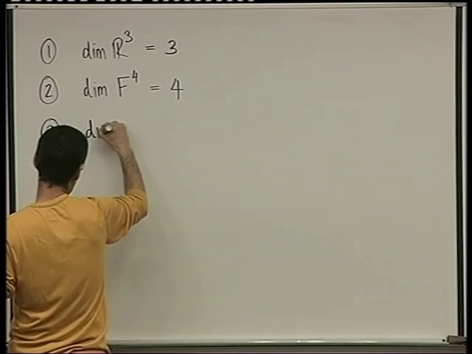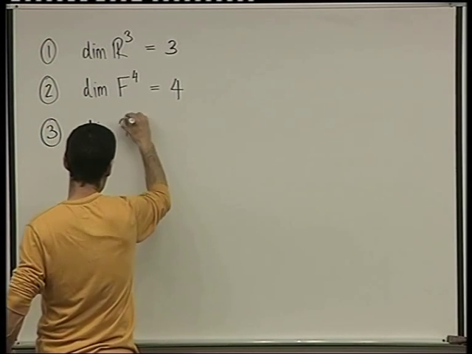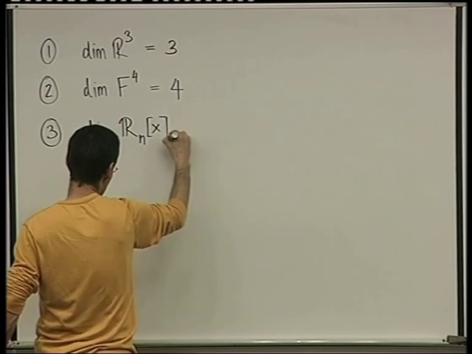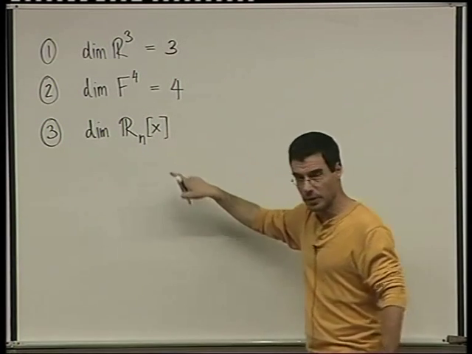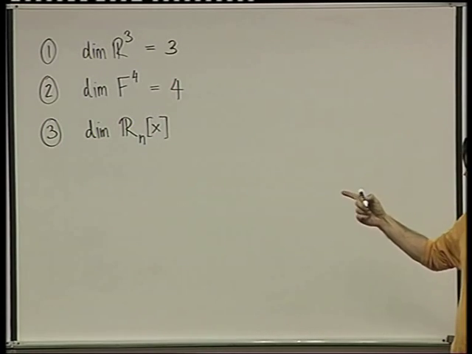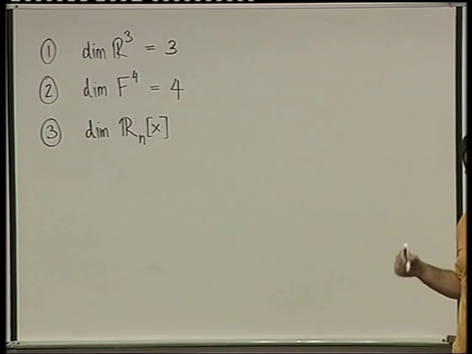Okay. What is the dimension of the vector space Rn of x? These are polynomials of degree less than or equal to n over the field R. What's the dimension? n plus 1.